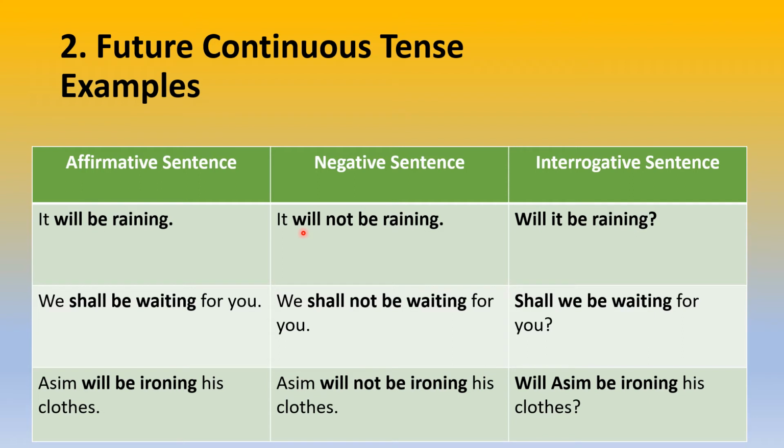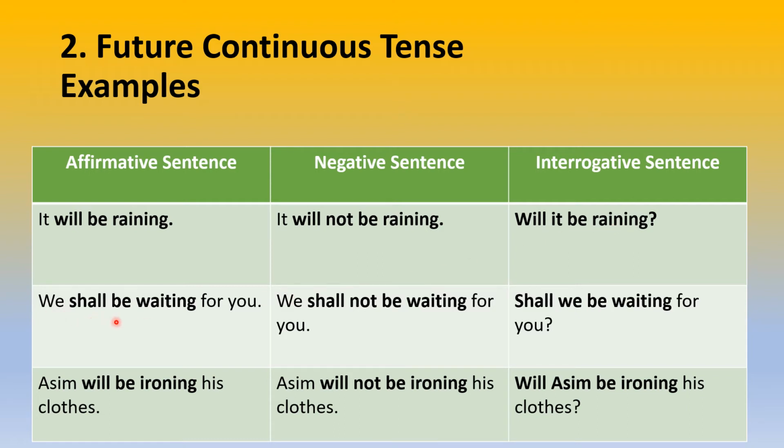In order to make the sentence negative one, we will write not in between will and be. And your sentence would be, it will not be raining. And in order to make the sentence an interrogative one, we will take out the auxiliary verb in the start of the sentence, will. And then we write subject, and after that, be is written. And then the fourth form of verb is written. So your sentence becomes, will it be raining?